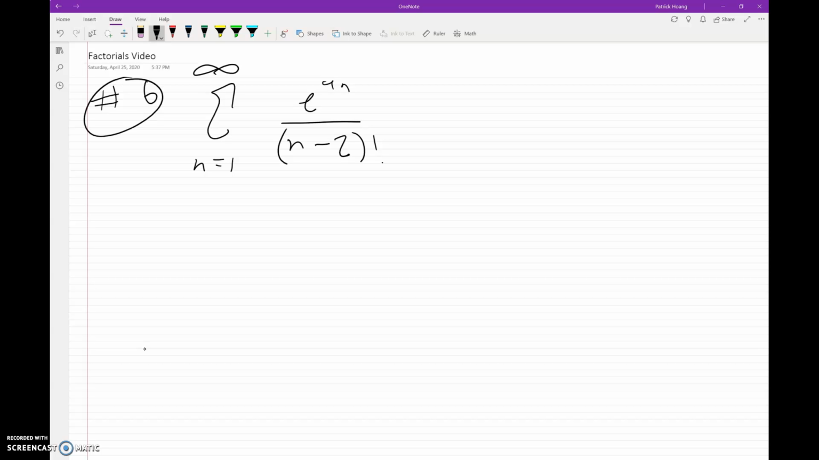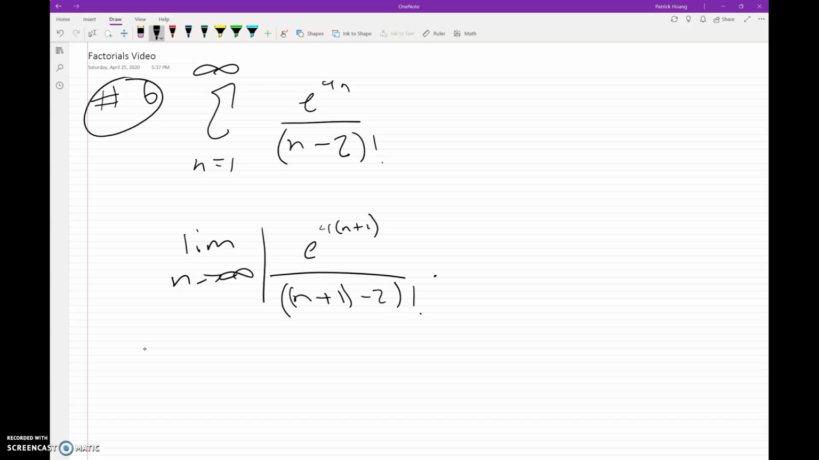And if you were to use the ratio test on this problem, we would say, okay, the limit as n approaches infinity of the absolute value of e to the 4 times n plus 1 divided by n plus 1 minus 2 factorial, times n minus 2 factorial divided by e to the 4n.